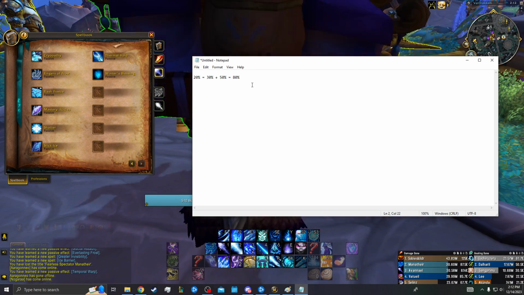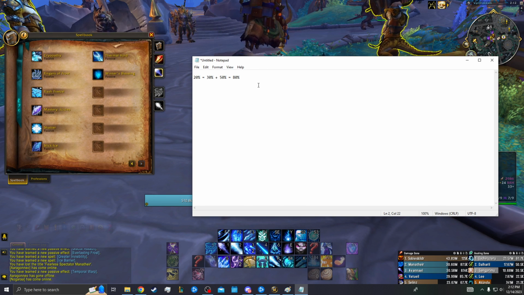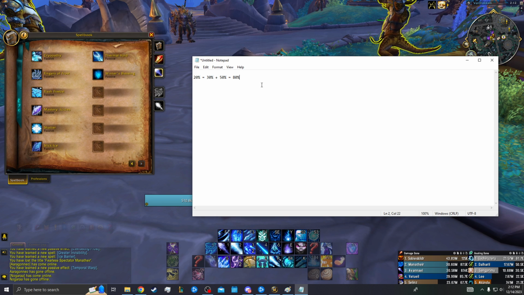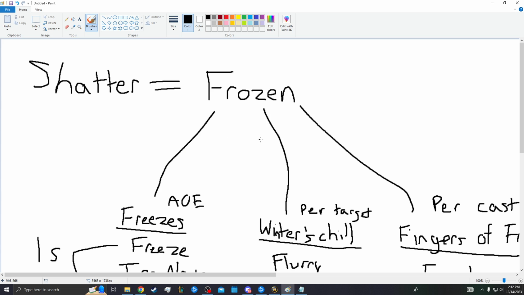And what I want to help people understand today, because I see a bit of a misunderstanding a lot of times, is exactly when we are shattering, how, and what, really. So let's get into that. So shatter equals frozen, right? The target needs to be frozen for you to shatter it.